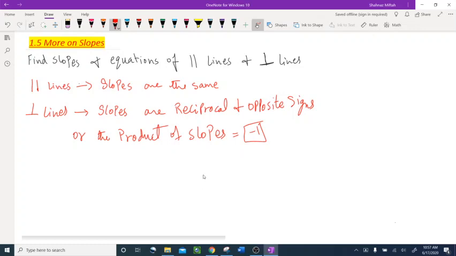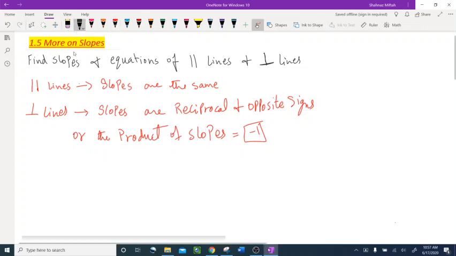Okay. Now, what is reciprocal? When you have 3/2, the other slope is -2/3. So it's a reciprocal and opposite sign. The product of the slopes is another way you can use. Either one of them, whichever makes more sense.